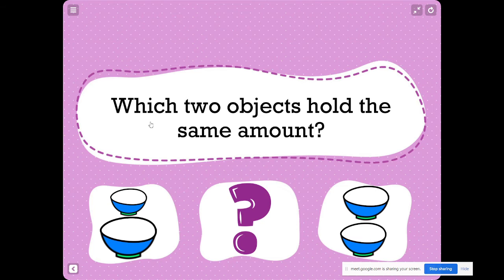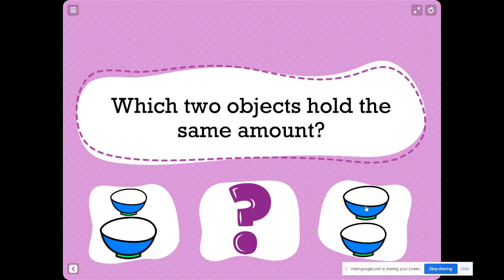Which two objects hold the same amount? How about the first one? You got the first one. Which two objects hold the same amount? A, B, or C? B. There's nothing here. Are you sure? Yes. Look at letter C. Letter C has two bowls with the same.